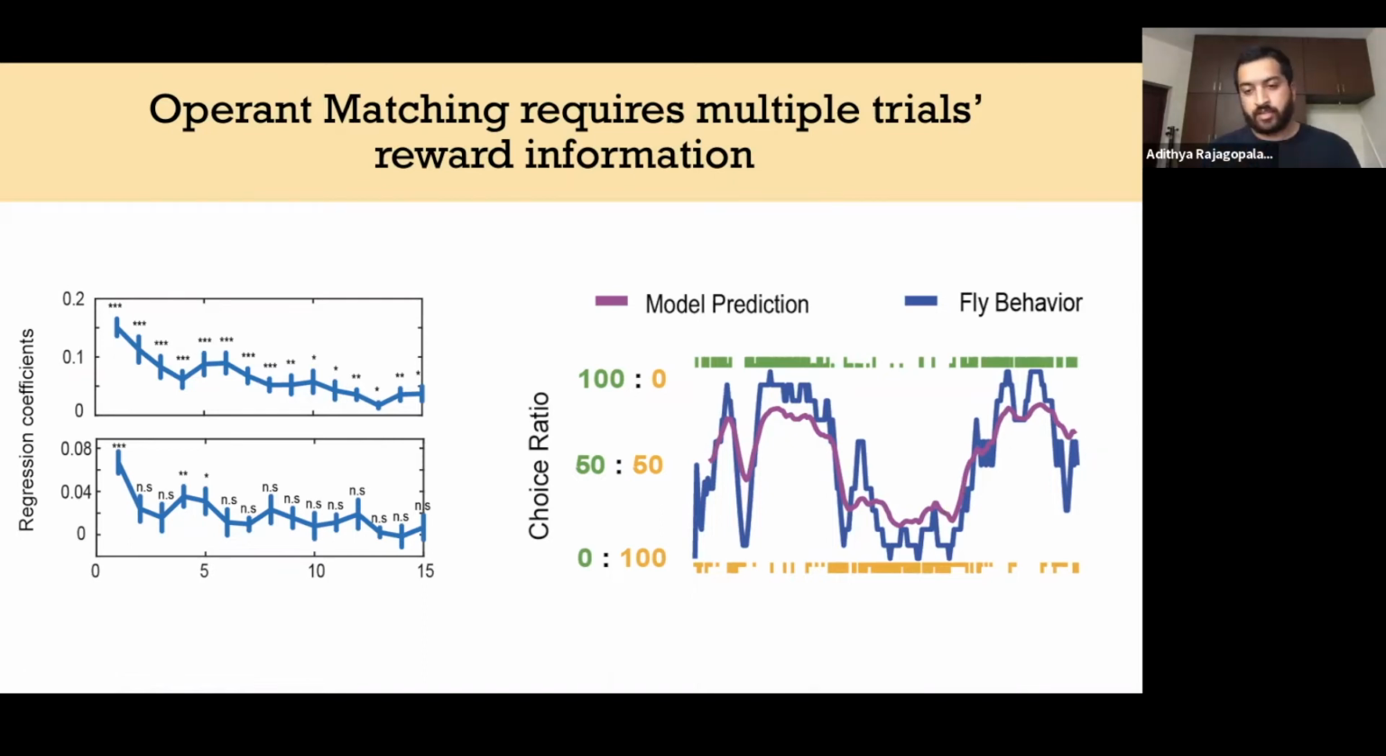And you can see that there's a nice overlap, with the model even predicting these unexpected dips. This is a dip where the fly chose the unrewarded option for several trials, even though green was the higher probability option, possibly because it received a bunch of rewards randomly at the beginning. Right.